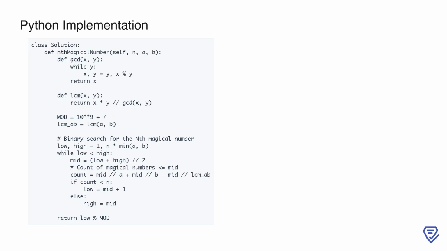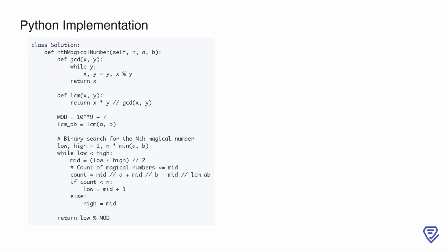Next, the code sets up binary search over the range of possible magical numbers, which spans from 1 to n*min(a, b). The binary search works by calculating the midpoint of the range and counting how many magical numbers are less than or equal to mid. The count is computed using integer division, mid//a plus mid//b minus mid//LCM_ab. The subtraction accounts for double counting numbers divisible by both A and B.